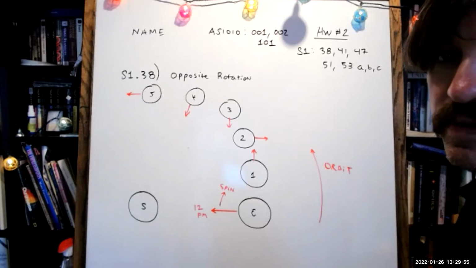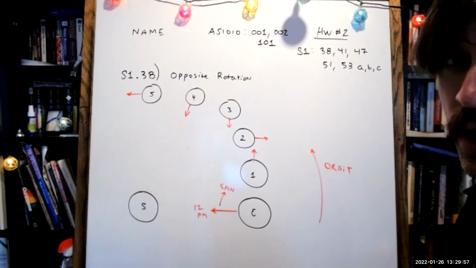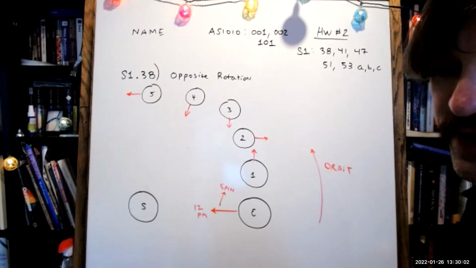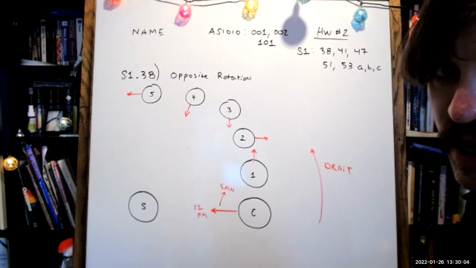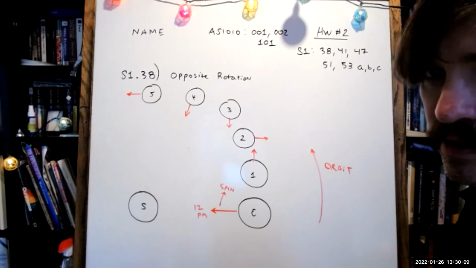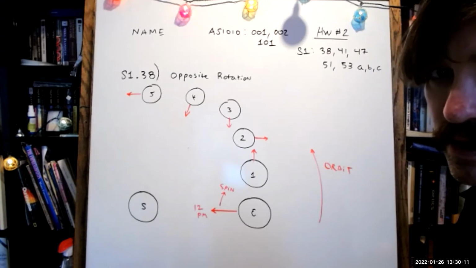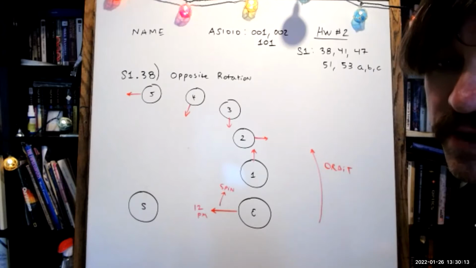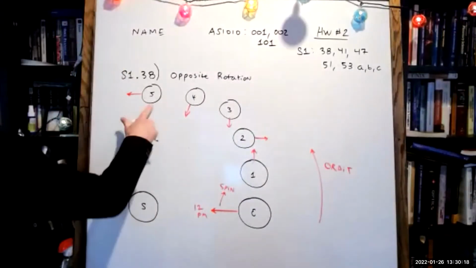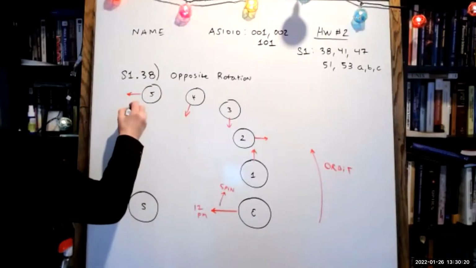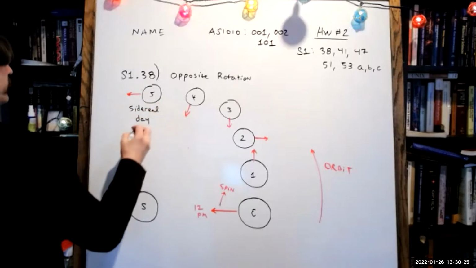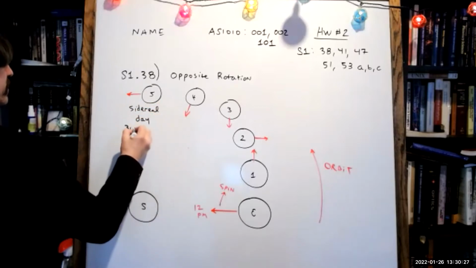What's the definition of the sidereal day? 23 hours, 56 minutes. What's the next definition? The true 360-degree spin of Earth. Yeah. That's why this is the sidereal day, because it's a full 360 spin. Right? That's a 360 spin.